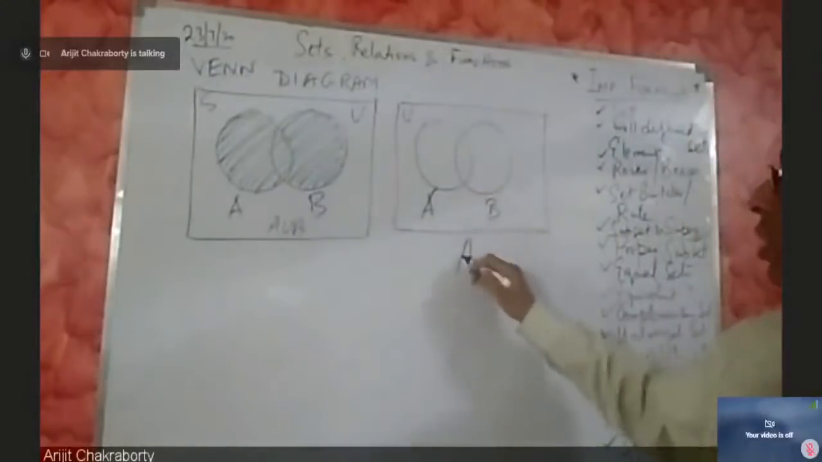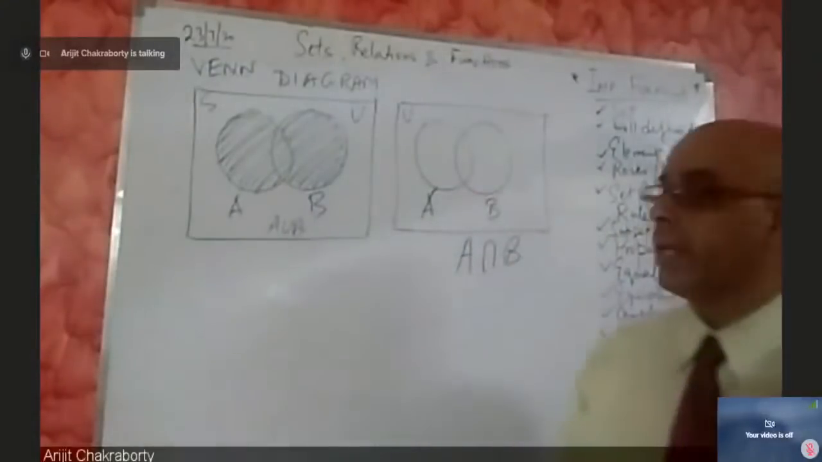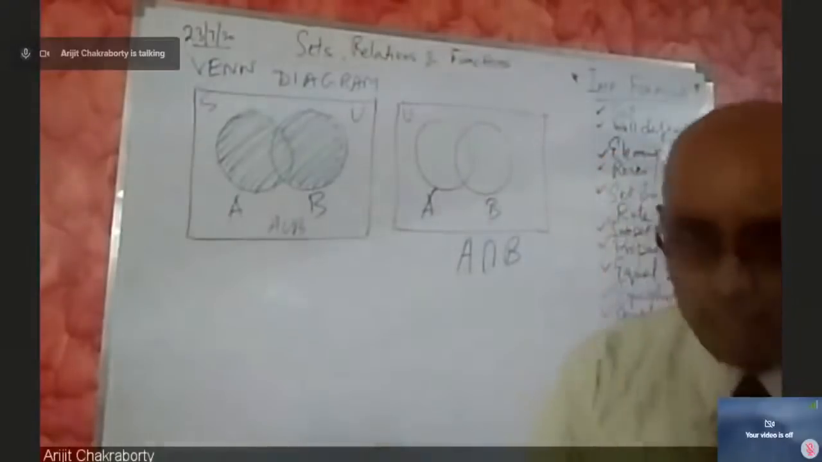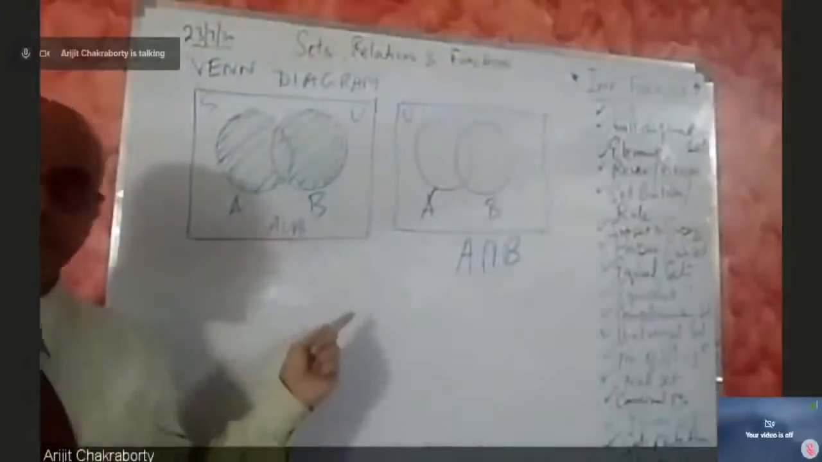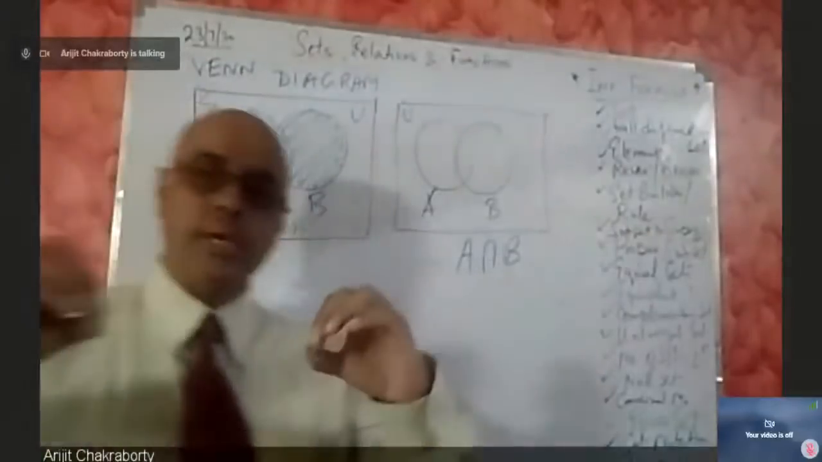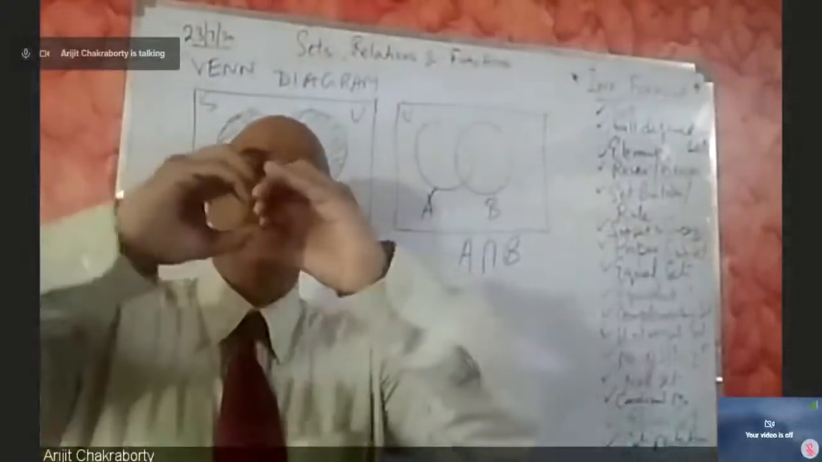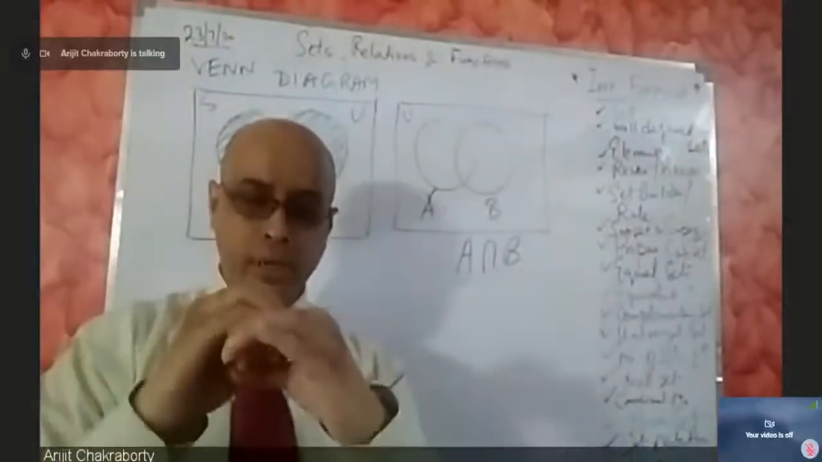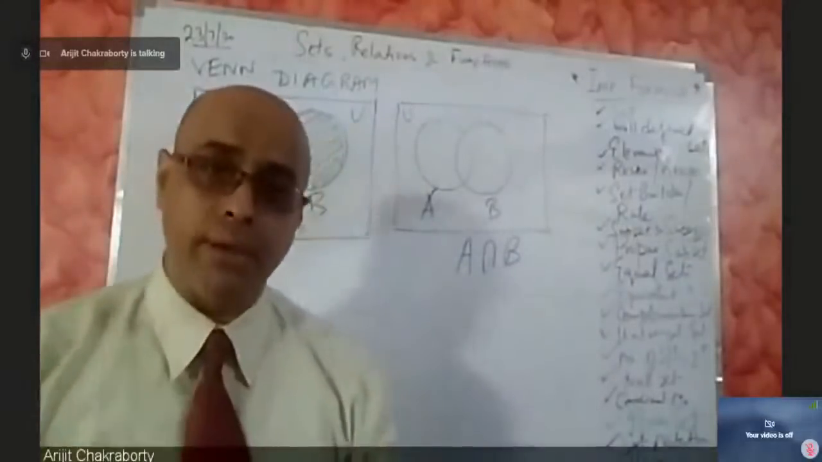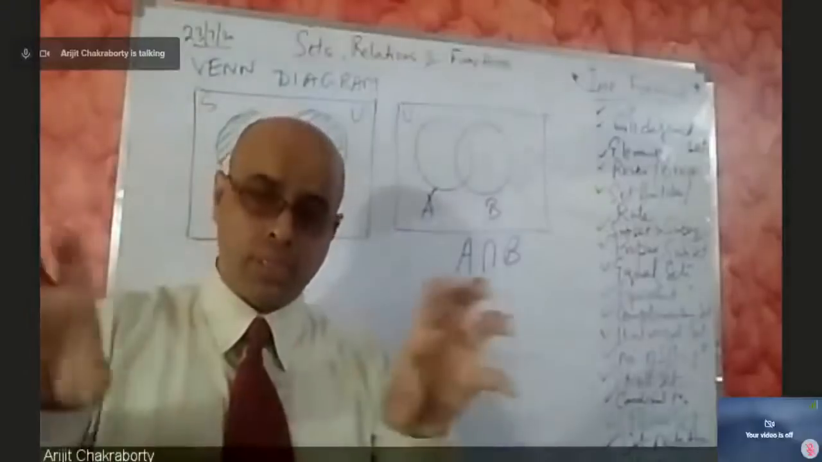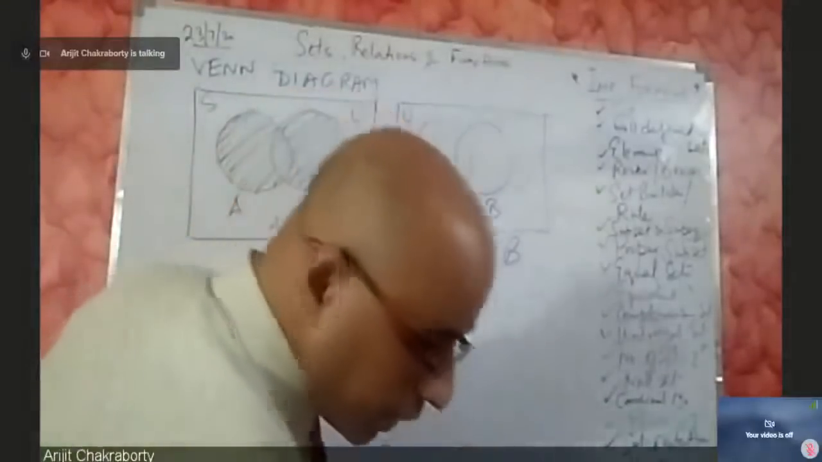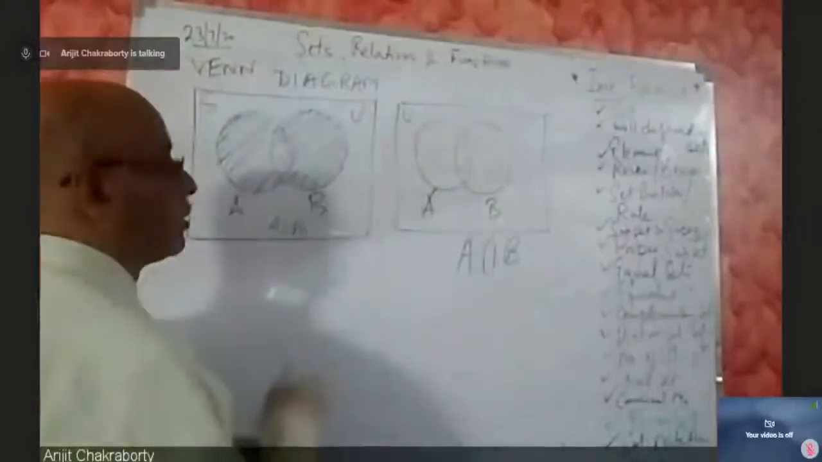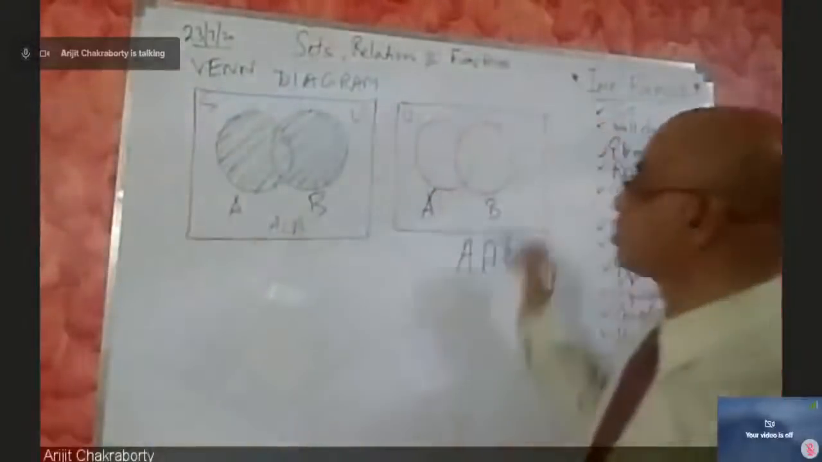I am trying to draw A intersection B. A intersection B means set A and set B, the common areas. Please see that the two sets are interconnected. They are coming closer and they are overlapping. They are not separate. They are overlapped. The overlapping portion, let us identify the overlapping portion. Please see, the overlapping portion is here.